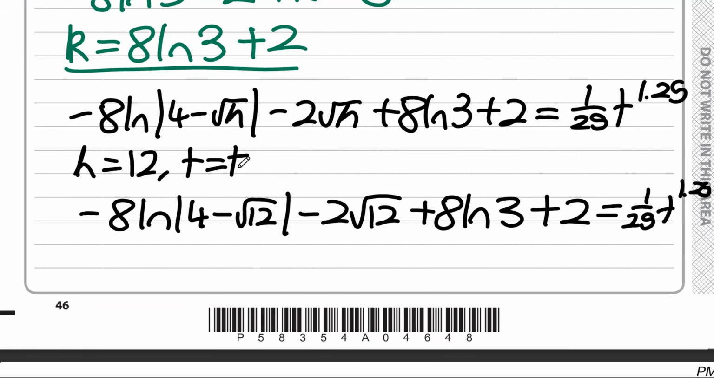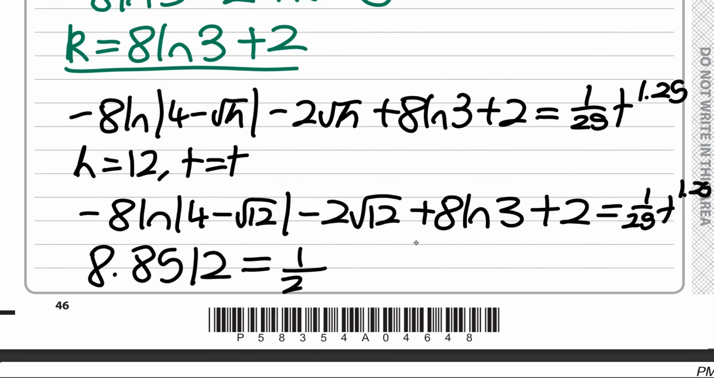If you put all of this into your calculator, in the question it said it wants the answer to 3 significant figures. Me personally, whenever it says something like that, I always do my working in 2 more significant figures than it's asking for. So if you put all of this into your calculator to 5 significant figures, it's equal to 8.8512, and this is going to be equal to 1 over 25 t to the power of 1.25.